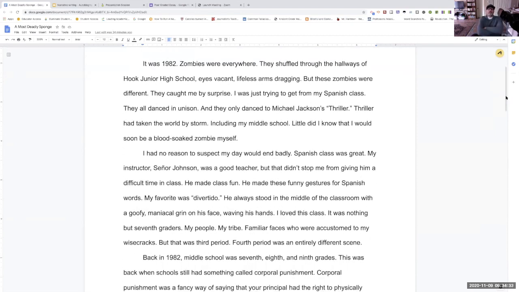It was 1982. Zombies were everywhere. They shuffled through the hallways of Hook Junior High, eyes vacant, lifeless arms dragging. But these zombies were different. They caught me by surprise. I was just trying to get from my Spanish class. They all danced in unison, and they only danced to Michael Jackson's Thriller. Thriller had taken the world by storm, including my middle school. Little did I know that I would soon be a blood-soaked zombie myself. I had no reason to suspect my day would end badly.